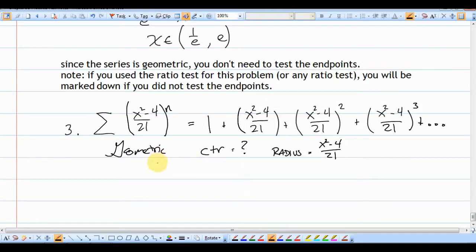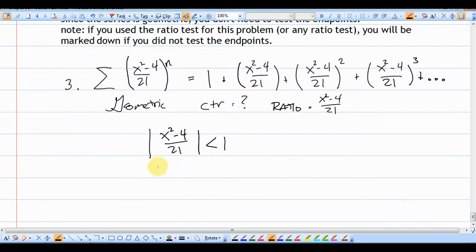That's about the radius or about the ratio? Oh, you're right, ratio. I have problems with that because both words start with R. It's confusing. Okay, so the ratio is x squared over 4. So the absolute value of x squared minus 4 over 21 needs to be less than 1, or the absolute value of x squared minus 4 needs to be less than 21.